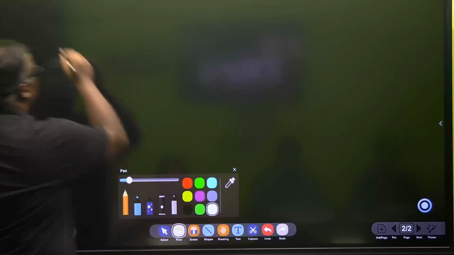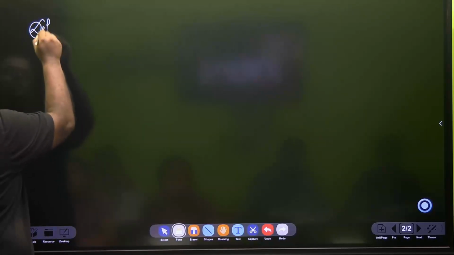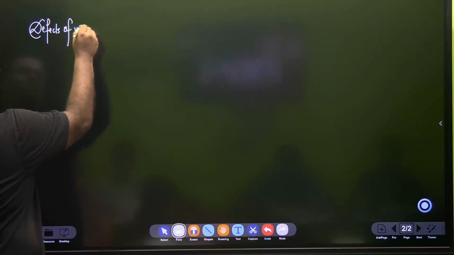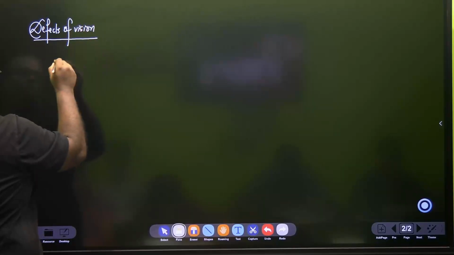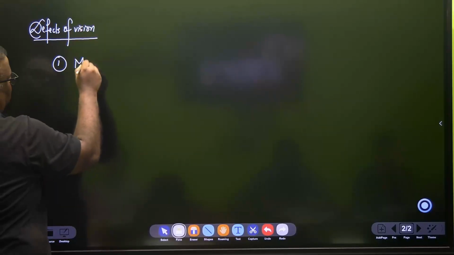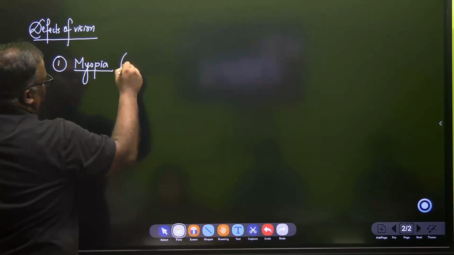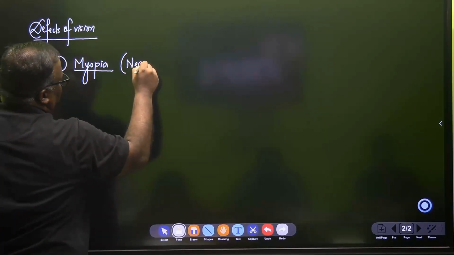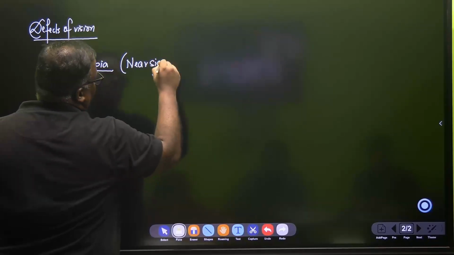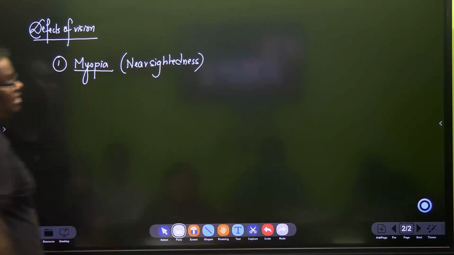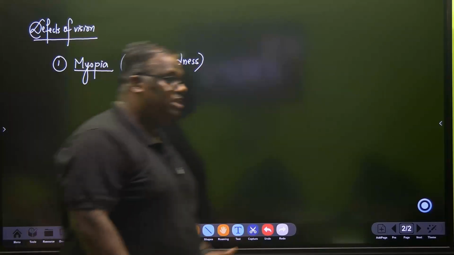ठीक है, नया चीज, डिफेक्ट्स ऑफ विजन. There are two primary defects. Number one is known as myopia. Myopia is, ये सब मेडिकल टर्म्स है. It is known as near sightedness. इंग्लिश को समझिए. Near sightedness means you are able to sight near.